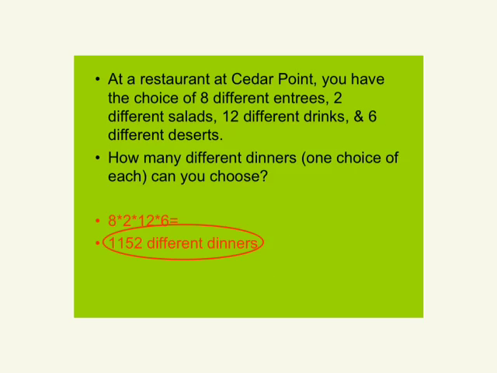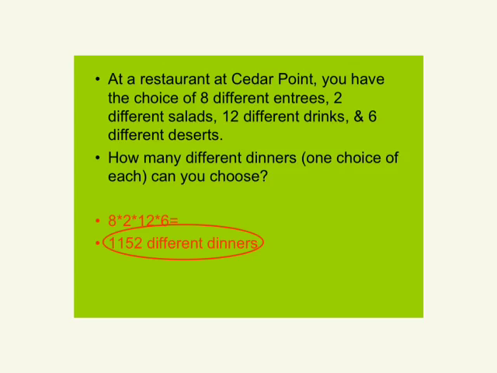Alright, here's an example. At a restaurant at Cedar Point, you have the choice of 8 different entrees, 2 different salads, 12 different drinks, and 6 different desserts. How many different dinners, one choice of each, can you choose? So how many different dinners can be created?